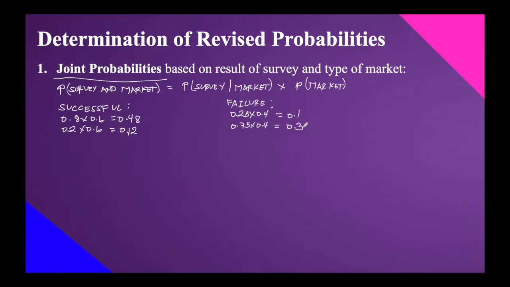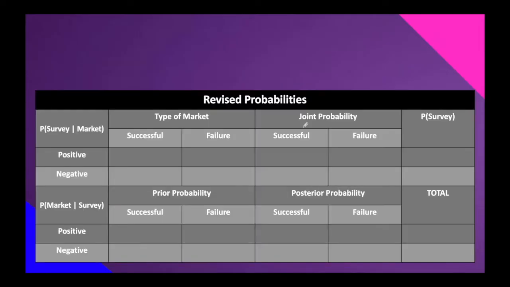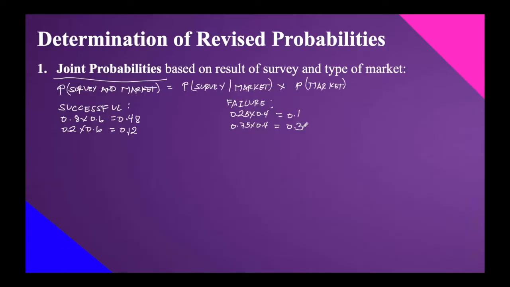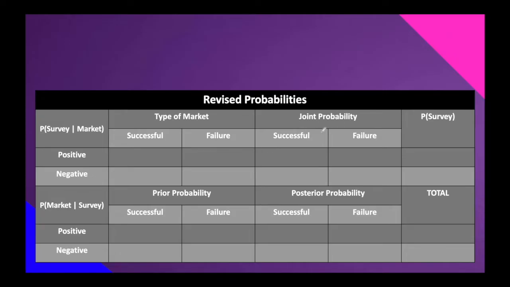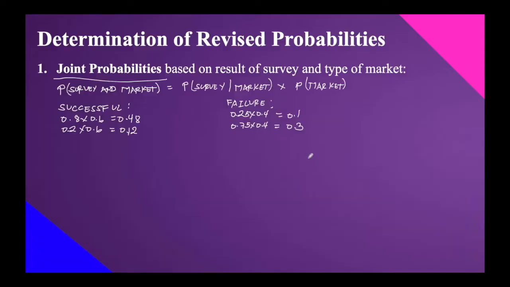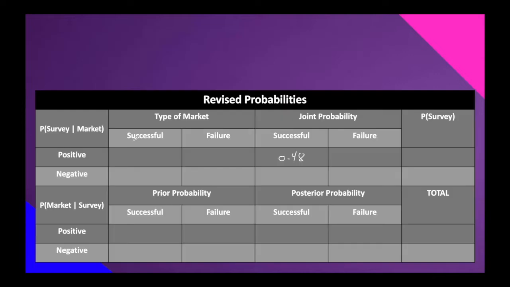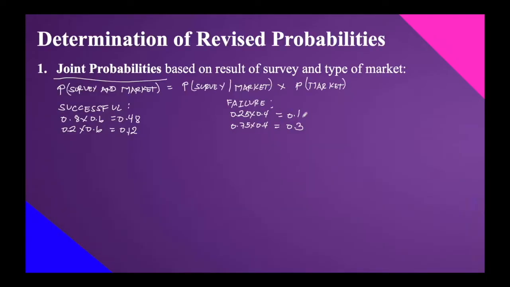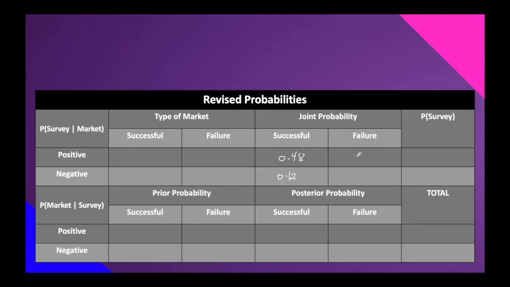Okay? Now, we have here guys the summary for the table, no, ng ating mga probabilities dahil ito talaga yung hinahanap ng problem eh. So, ilagay natin dito. For the table, yung 0.48 na nakuha natin sa successful, actually, dito po siya. No? Joint probability, 0.48. If the probability of survey given a market condition positive to successful, 0.48 yun. Tapos itong 0.12 naman, dito natin ilalagay. Okay. Then next, 0.1 tapos 0.3 for failure. So 0.1, 0.3. Okay, I hope that is clear with you.